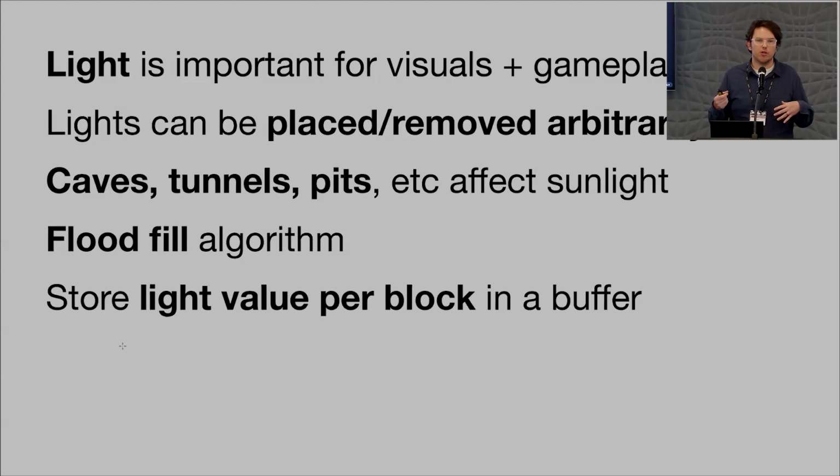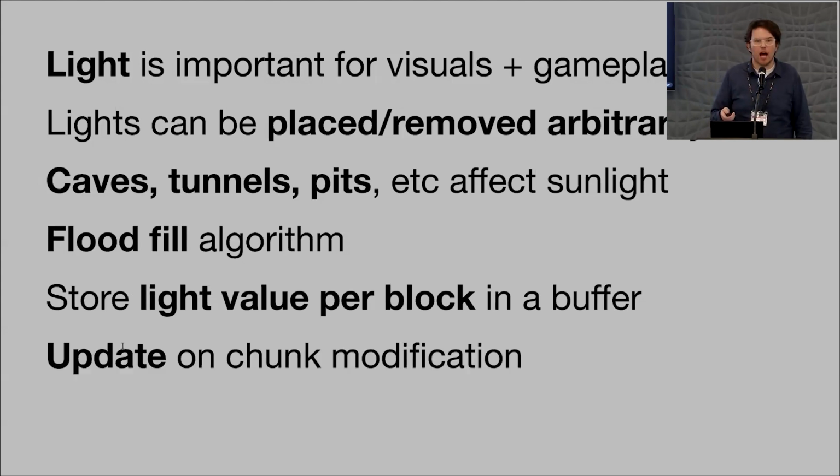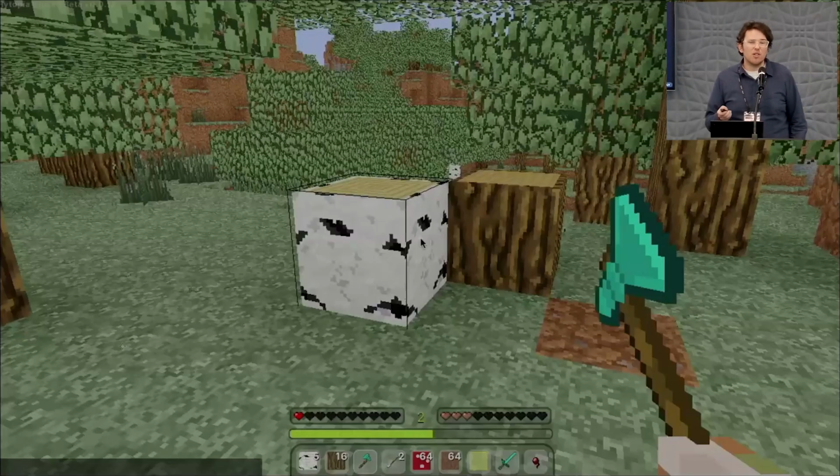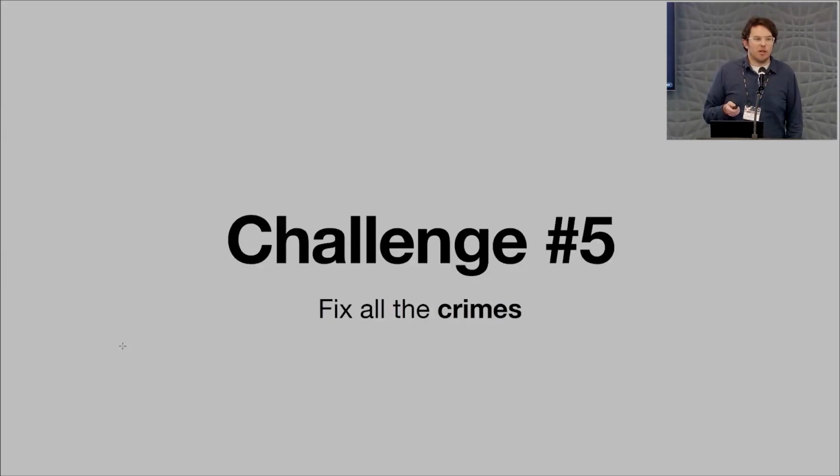And so what we would do is store the light value per block in a buffer, and then update that data when the chunk gets modified, and then just fetch the light value in the shader. And this turned out to be very effective. Honestly, in probably about 2 or so months, we were able to get all the things rendering on the screen and getting everything going. And we were very pleased with this. So the problem, though, is that we did a bunch of crimes.